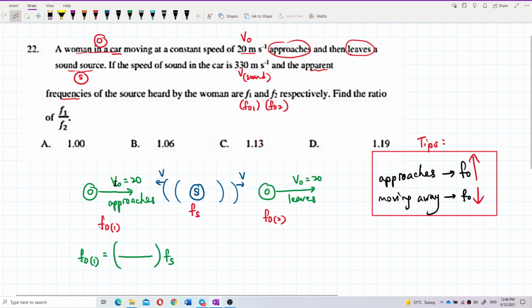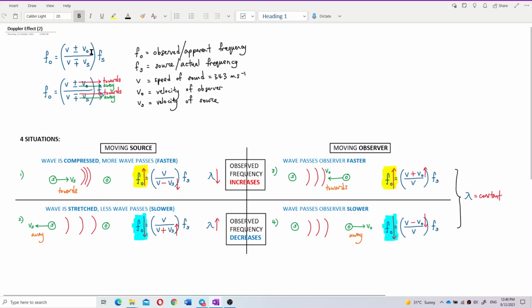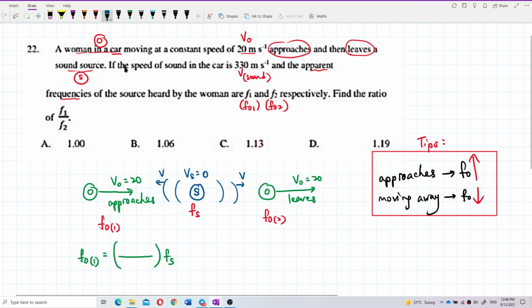Right now, we only have Vo. Vs is 0, because the source is not moving. The source is stationary. Only the observer is moving. Only the observer has velocity. So we only have Vo at the top. Understand? Vs is 0. Okay? So now, this is moving up. This is approaching, right? Observer approaches.